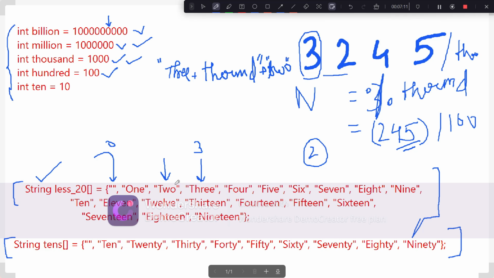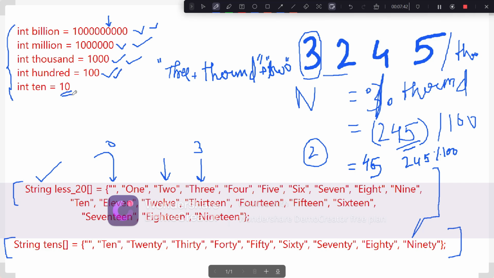So we got the 2 here, and again we will do 245's modulus, right? 245 modulus 100 will give what? It will give us 45, right? So this 45 would be our new number. Now we have to call the same function on 45. So million will give 0, so no point. With the billion, even 1000 will give 0. 100 will also give 0.